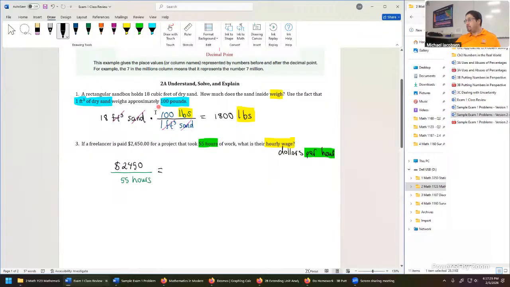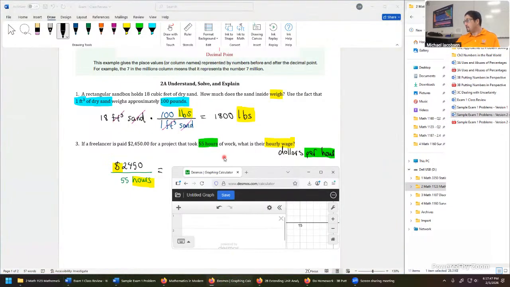Again, a little bit different from this one where we're just multiplying by something. Here we thought about, like before, what our answer should look like. If it's hourly wage, we want units dollars per hour. And that's what we're picking up here with the dollars per the hour. Now we run it through the calculator. Take 2,450, divide by 55.